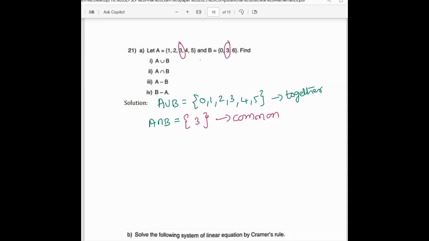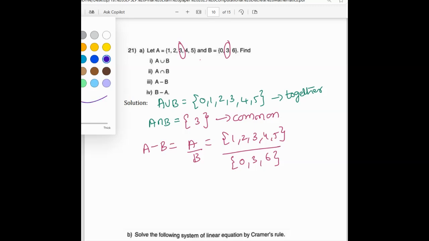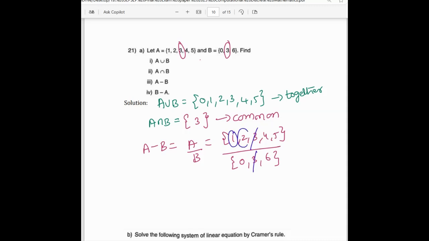Same element. Okay. Next we have to take the next one. What is the next one? The next one is A minus B. A minus B can be written as A by B. What is A? A is 1, 2, 3, 4 and 5 and B is 0, 3, 6. What you need to do is cancel the terms which are the same. 3, 3, only 3 is common, we cancel it. Then we write the answer only from what is there in the numerator. So the answer will be 1, 2, 4 and 5.